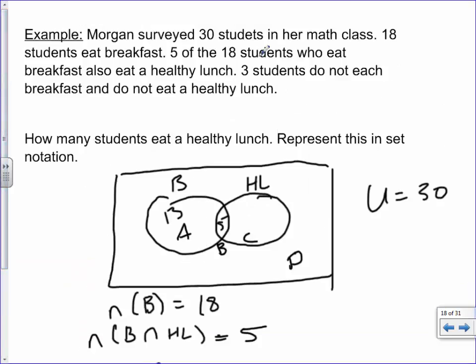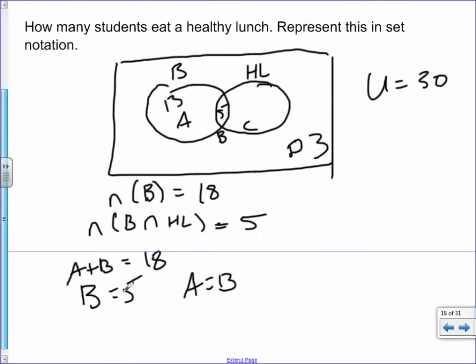Okay, I need more information though. There are 3 students who do not eat breakfast and do not eat a healthy lunch. Yeah, that's 3, right? People who don't eat breakfast and don't eat lunch, basically, they don't eat either of them. That's 3 right there. So that's D. So I've been told what D is.